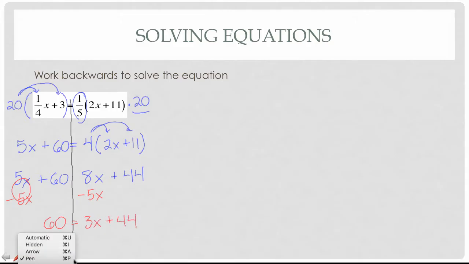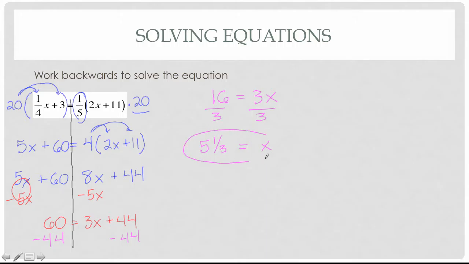Now I've got a two-step equation. I love two-step equations. I'm going to subtract 44 from both sides. And we've got 16 equals 3x. Divide both sides by 3. And x equals 5 1/3. So I can get a fraction answer, and that's okay, but notice I didn't have to do any fraction stuff all the way throughout because I multiplied both sides of the equation by 20 just to get rid of fractions off the bat.